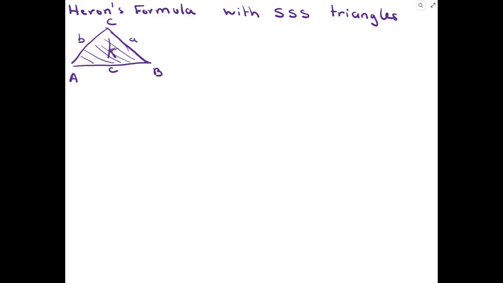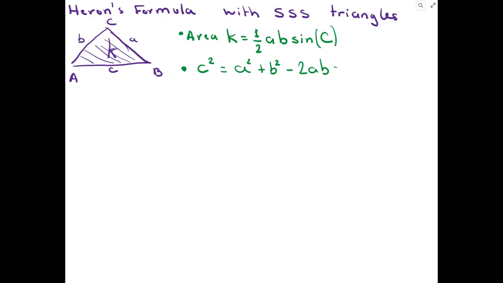We're going to need a few things to be able to do that. And here are the things we will need. We will need the formula for the area K of a triangle. And in the previous video, we said this is 1/2 A times B sine of angle C. We will need the law of cosine, which we know to be C squared is equal to A squared plus B squared minus 2AB cosine of angle C.